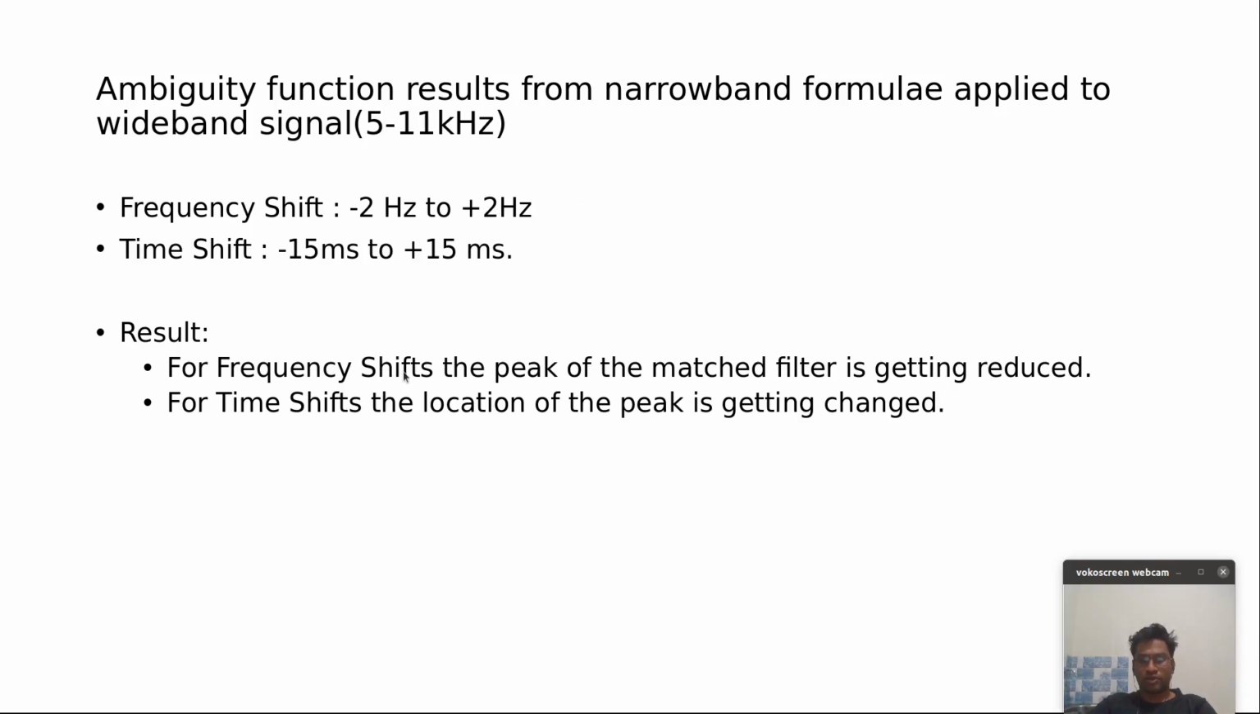So for frequency shift, the peak of the matched filter is getting reduced, and for time shift, the location of the peak is getting changed. So in our experiment, we are varying the frequency from -2 Hz to +2 Hz, as well as the time shifts we are varying from -50 milliseconds to +15 milliseconds.